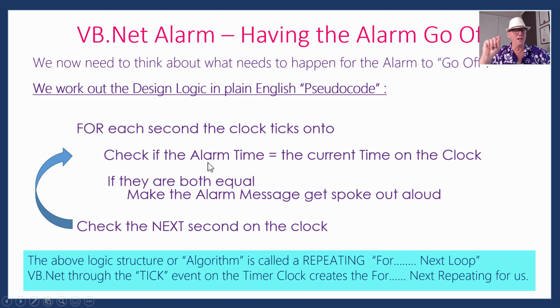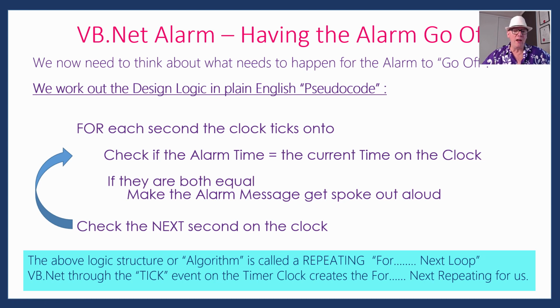And then it ticks again. Does that alarm clock, has it got up to that? Yeah, it's getting closer, but is it ready yet to go off? So that is done for each second the clock ticks. And if they're both equal when you check them, then we need to make that alarm message get spoken out loud using that voice processor in VB.NET.